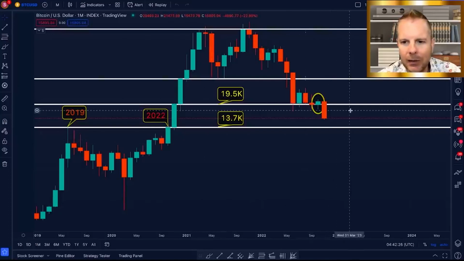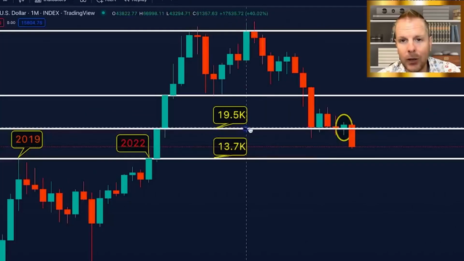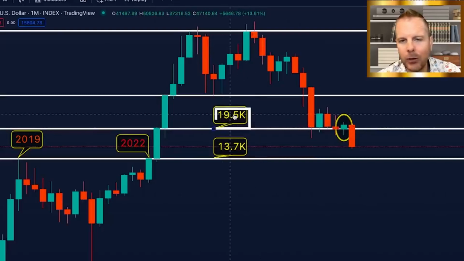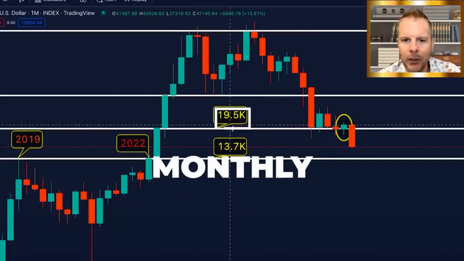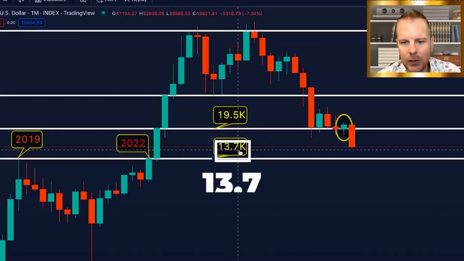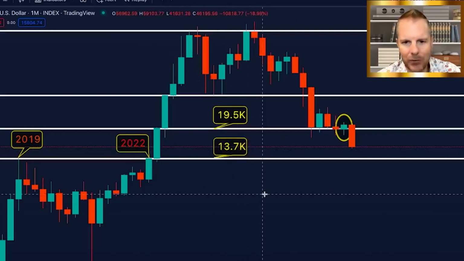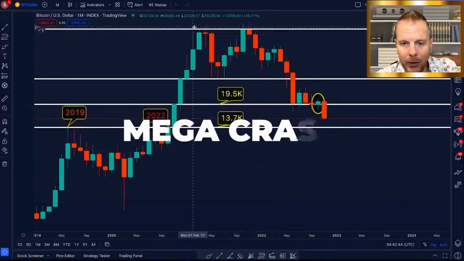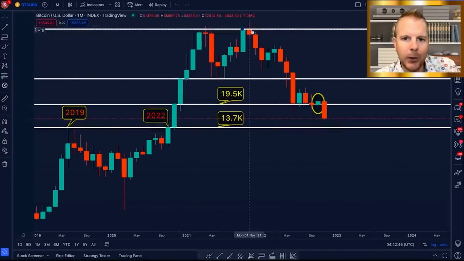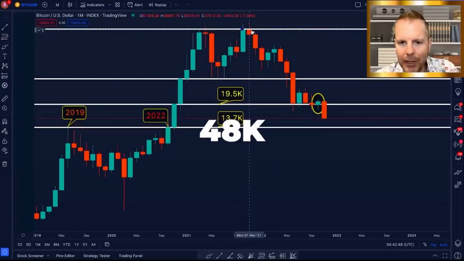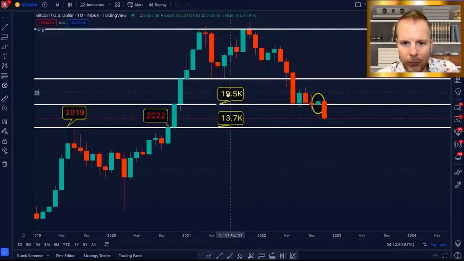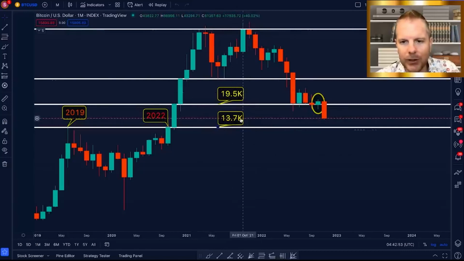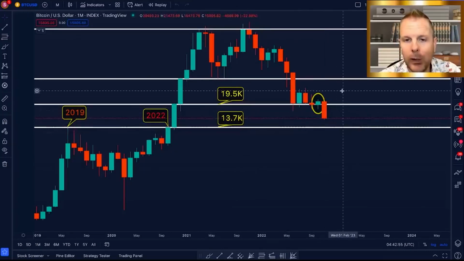One thing that is very alarming, and one thing we've talked a lot about, is if we close below this 19.5 on the monthly, it's likely we will see 13.7. This is what we've said for a very, very long time. As you know, we called for the mega crash very early on in this calendar year, and we called for it to officially start at 48K. And we've said all along, if we break 19.5, we will see 13.7. And right now we're breaking 19.5. It will close at the end of the month.